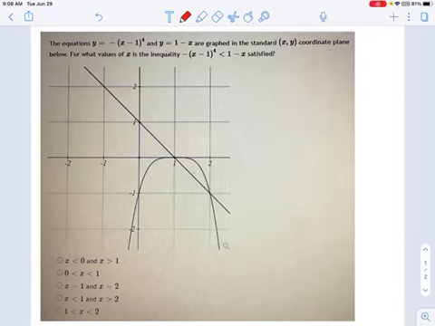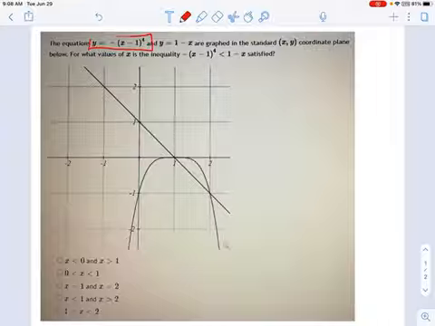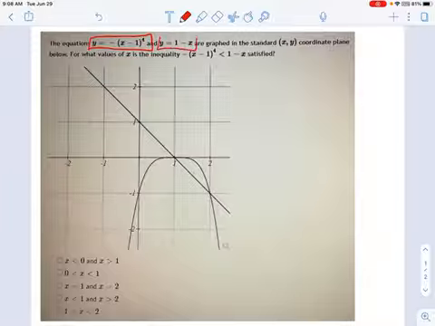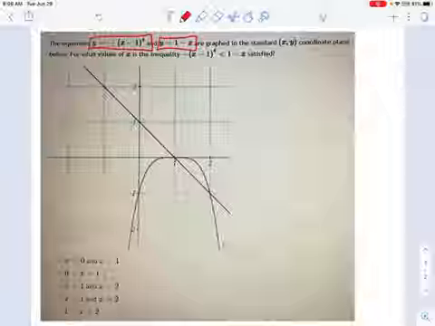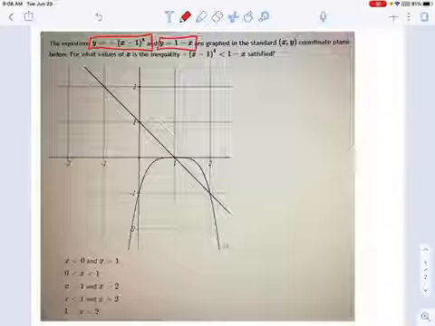So this is a nice problem that combines elements of identifying graphs and starting to get used to the idea of inequalities in a graph. We're told there are two equations here. One of the equations is y equals negative (x minus 1) to the fourth power, and the other equation is y equals 1 minus x. We're told that they're graphed on this plane, although we're not told which one is which.